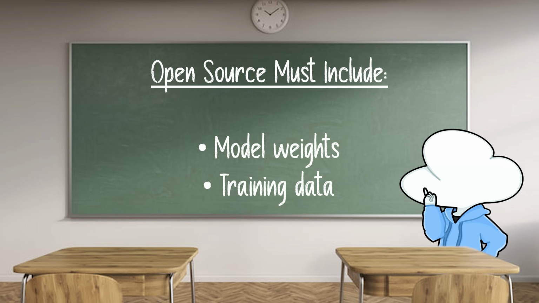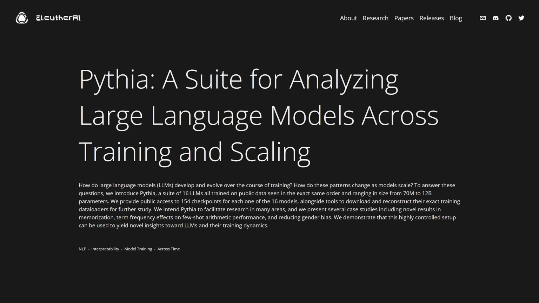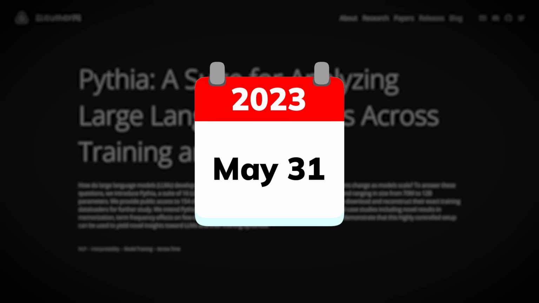Because in order to be fully open, everything including the model weights and the training data needs to be available. And the only one I can think of being completely open source is the Pythia series from Eleuther AI. And that is like years ago.